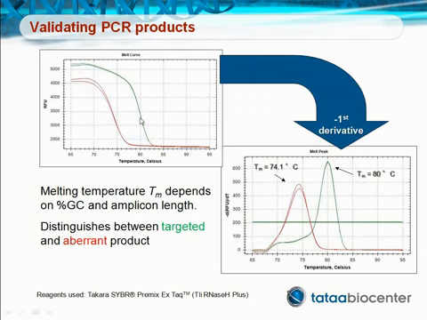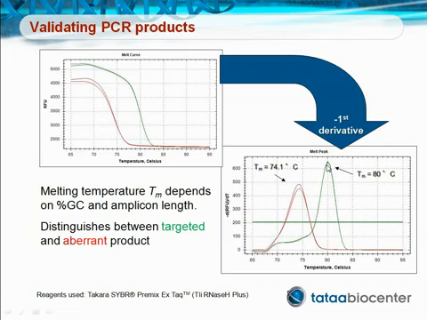This is the inflection point of the melt curve and is typically determined by calculating the first derivative of the melting curve, which is displayed here with a negative sign. Tm is the temperature at the maximum of the negative derivative.